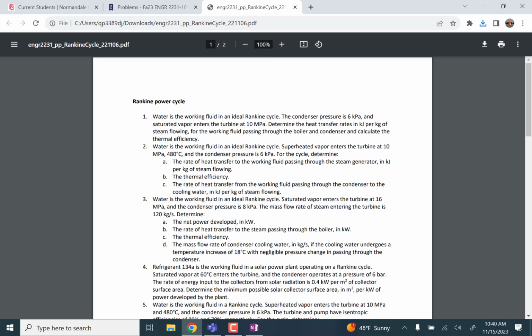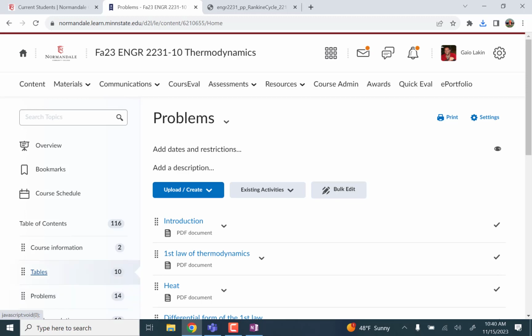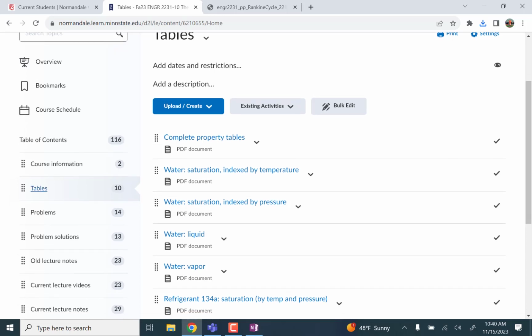So it's water. This uses superheat. You have some pressures. So basically, like always, we're just trying to figure out the enthalpies at those different states. We know it's water, so we have a table.